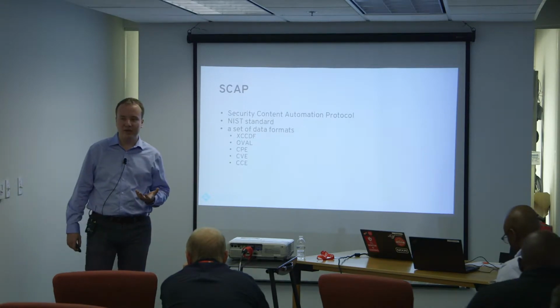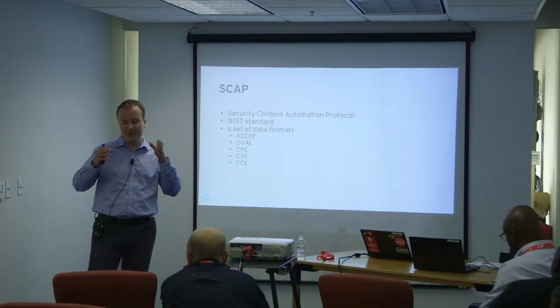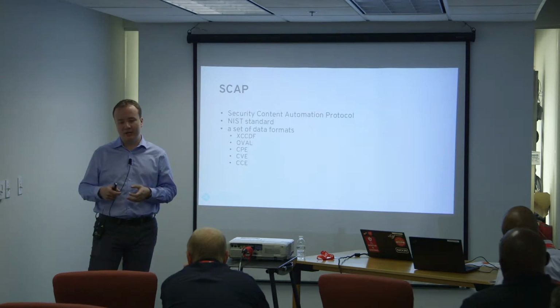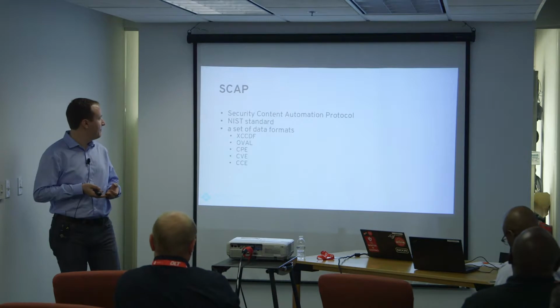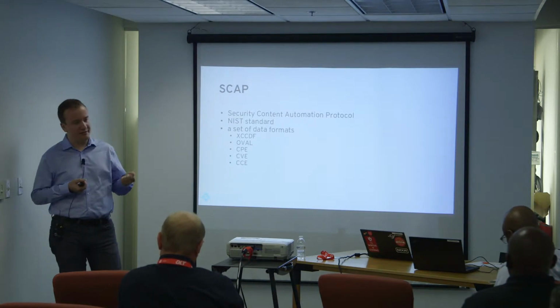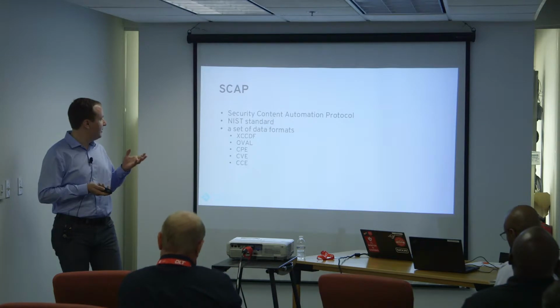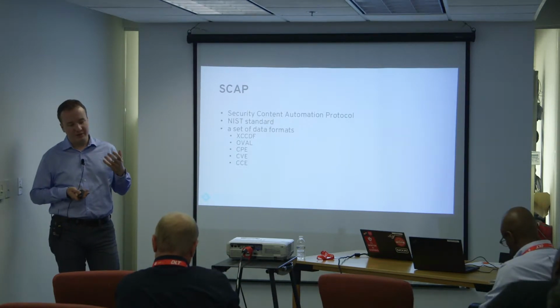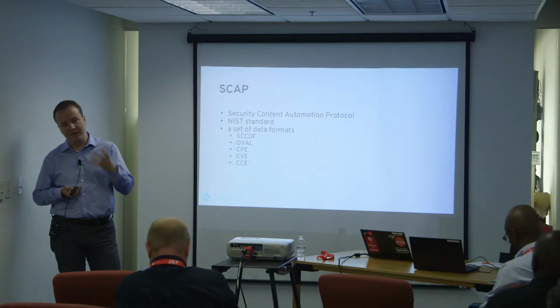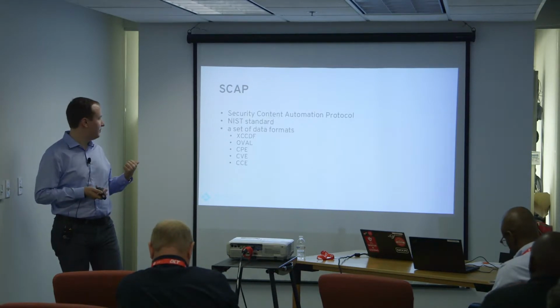XCCDF is a data format for the checklists. It lets you specify a hierarchy of rules, split it into groups, and make profiles. And it lets you write identifiers and descriptions for each of the rules. OVAL is a language that lets you write the automated checks. So you actually write the checks that look into the machine and figure out if you're compliant. Those are written in OVAL.